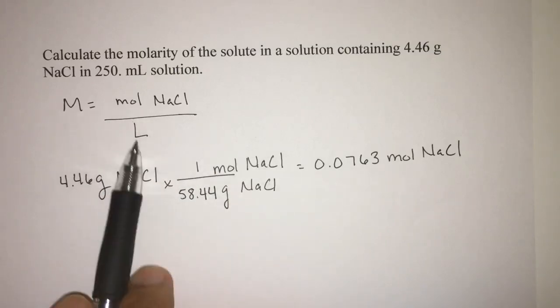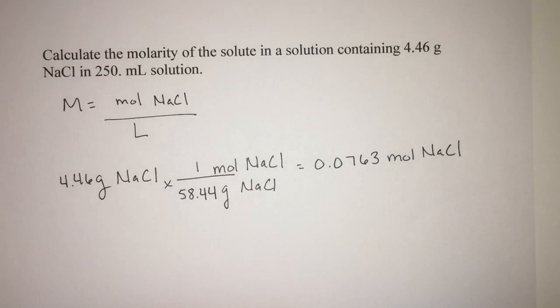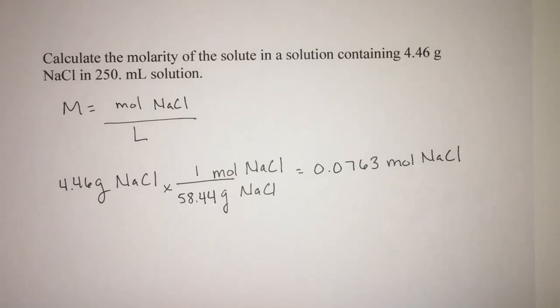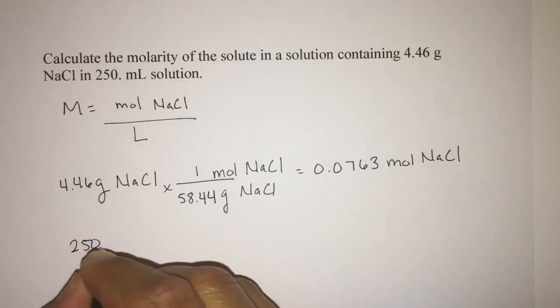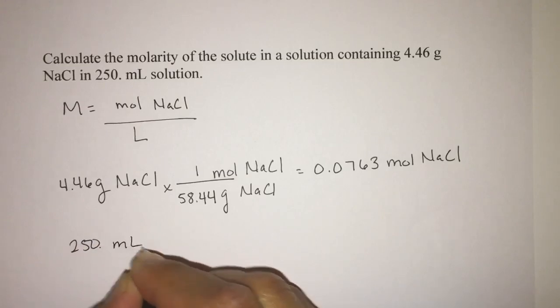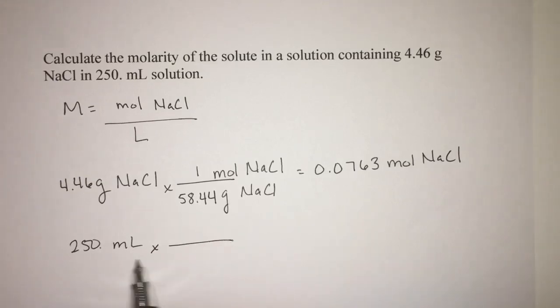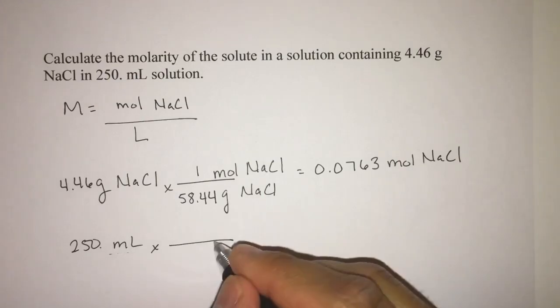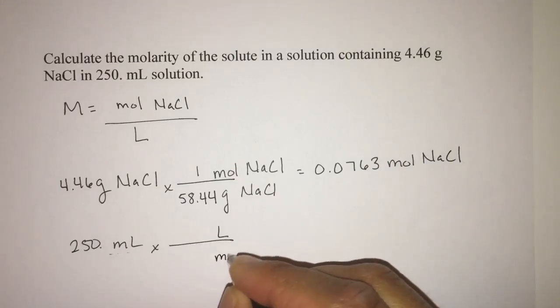We need to divide this by the volume in liters. Now be careful, here we've got 250 milliliters. So what we'll have to do is convert the 250 milliliter into liters. So set up your dimensional analysis. Milliliters get converted to liters. We want to cancel milliliters, so that goes in the denominator.